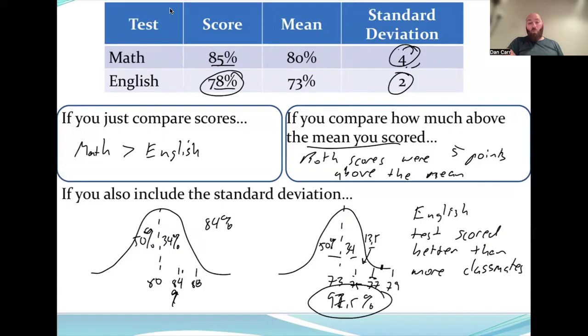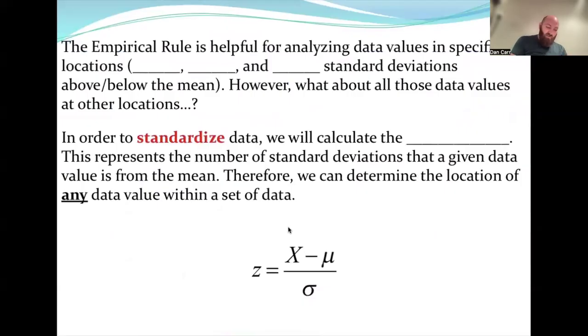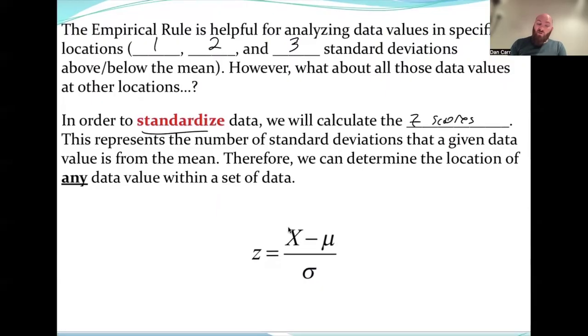Now, we can be more exact with this. That's the idea of what we're going to find here. The empirical rule is helpful for analyzing data values at specific locations, like 1, 2, and 3 standard deviations above or below the mean. But what if those data values are at other locations? So we're going to use the idea of standardizing the data. We're going to calculate what's called z-scores. These represent the number of standard deviations that a given data value is from the mean. Therefore, we can determine the location of any data value within a set of data.